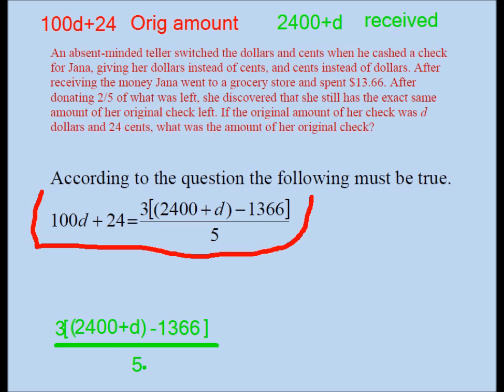Now, according to the question, after she donated some money, the amount she was left with was the original amount that she should have gotten, according to our definition of our variable and the question. We decided that this is the amount she should have gotten, and this is the amount she ended up having, and they better equal each other. So that explains where this equation comes from. And this is a very crucial step. You want to pause the video and really make sure you understand how we got this equation.